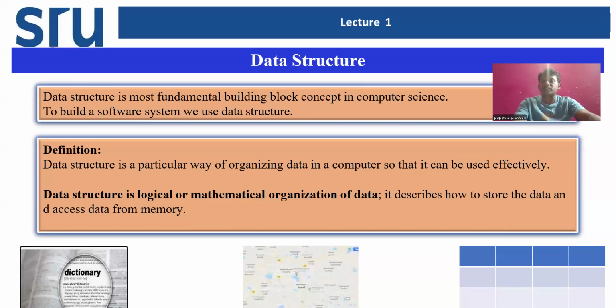Push is used for inserting elements. Pop is used for removing elements from the stack. Coming to stack, we have two operations. Now this is a dictionary, and one more example of a data structure is Google Maps, and this is the table. Table means indexing.